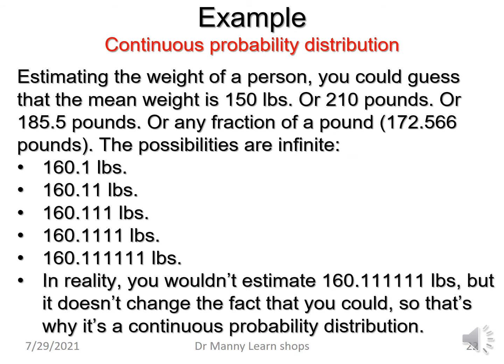An example of continuous probability is estimating the weight of a person. You could guess that the mean weight is 150 pounds or 210 pounds or 185.5 pounds or any fraction of a pound, 172.566 pounds. The possibilities are infinite. In reality, you wouldn't estimate 160.111111 pounds, but it doesn't really change the fact that you could. So that is why it's a continuous probability distribution.